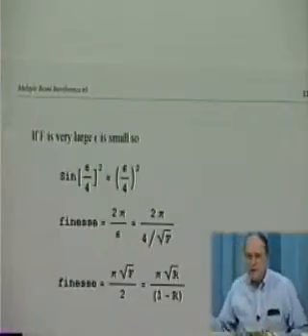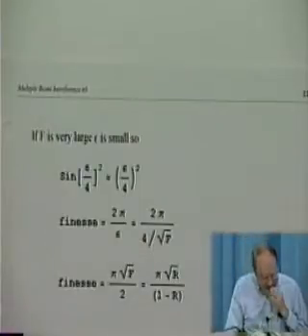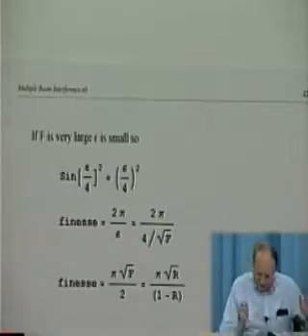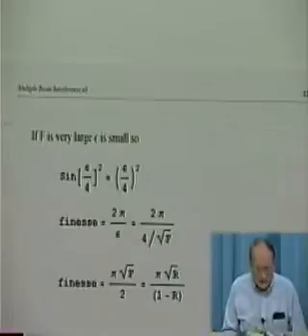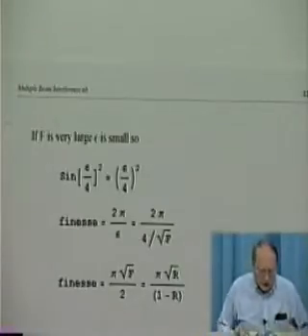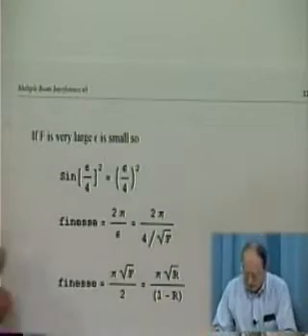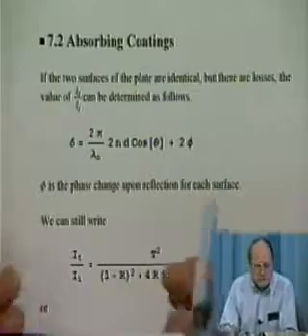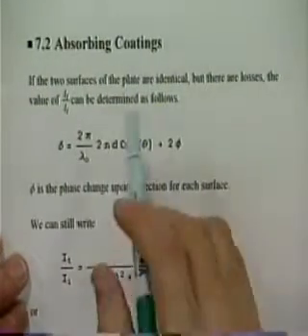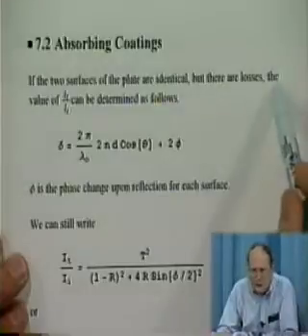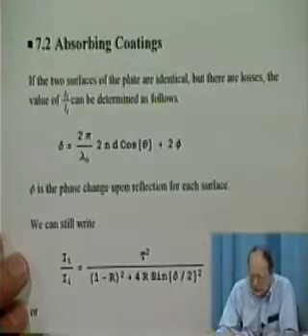Okay, we said we had no losses in our mirrors, and every mirror you buy has a little bit of loss, and so the question is, what if we have a little bit of loss? How is that going to affect our result? So that takes us to section 7.2, and I call this absorbing coatings, but it's really any losses. It doesn't have to be absorption; it could be scattering or whatever. But you have some loss.